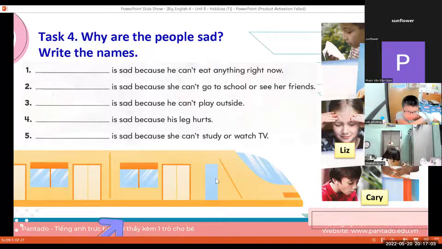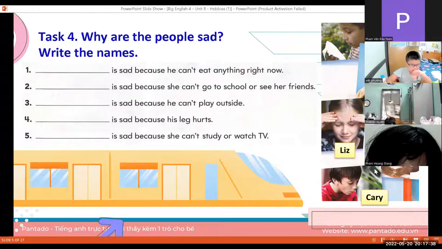You look at the picture and you guess. Look at the picture. What do you think? Who? Is it Pablo, Sandra, Liz, Ben, or Carrie? Who is it? What do you think, Phương? Oh, I cannot hear you. I think there's something wrong with your micro. Can you check the micro again? I cannot hear you. Oh, yes, I can hear you now. Again, turn on your mic again, please.